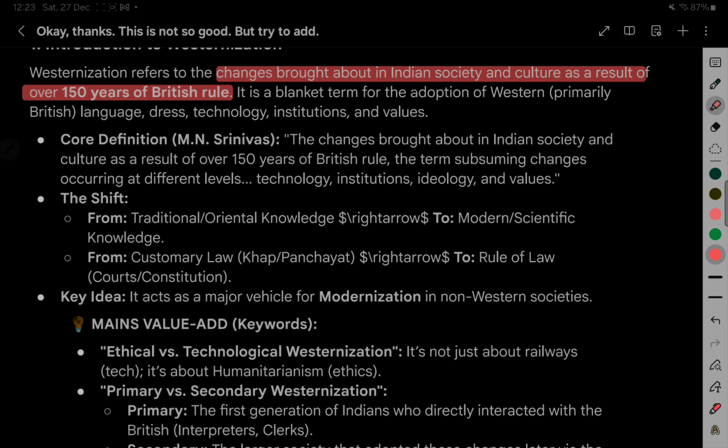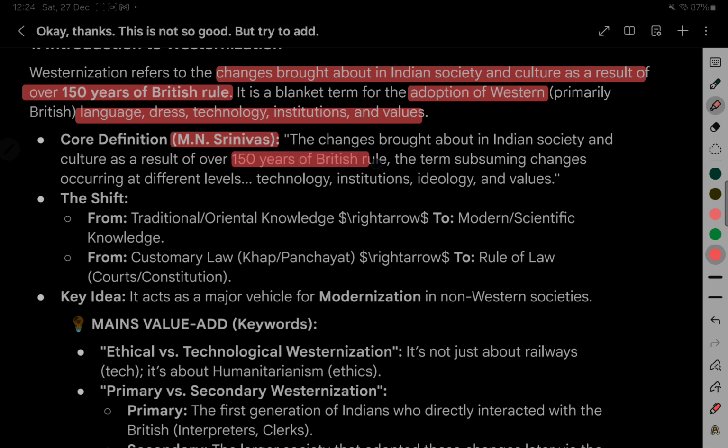It is a blanket term for the adoption of Western, primarily British, language, dress, technology, institutions, and values. Core definition, M.N. Srinivas: the changes brought about in Indian society and culture as a result of over 150 years of British rule, the term subsuming changes occurring at different levels: technology, institutions, ideology, and values.